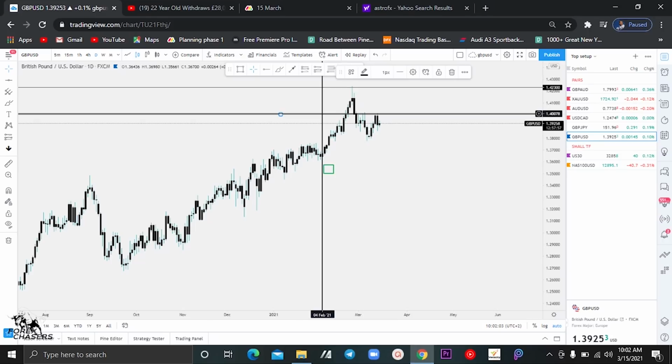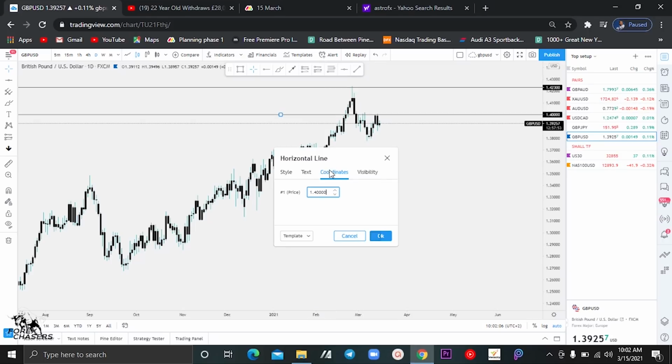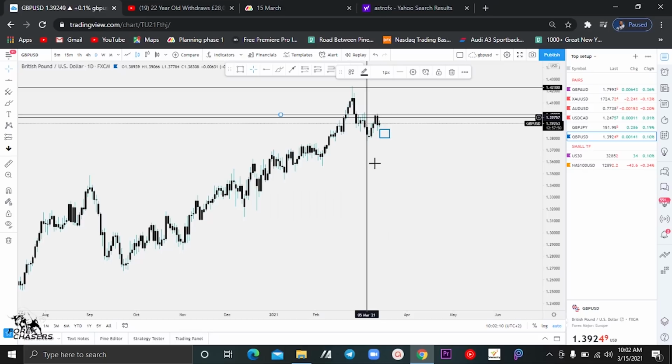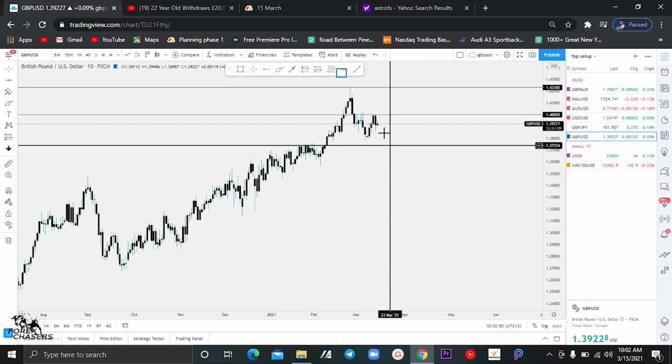Let me rectify it and put in the zeros here. You can clearly see we came to test these areas quite a few times before the market pushed a bit further to the downside. The market indeed printed this bearish engulfing once it came to test these areas.